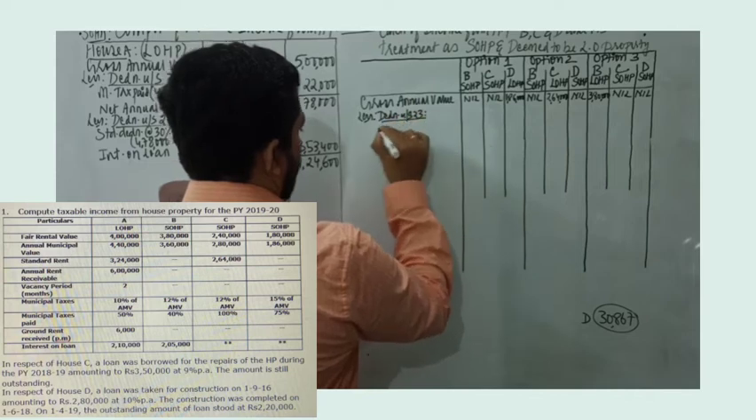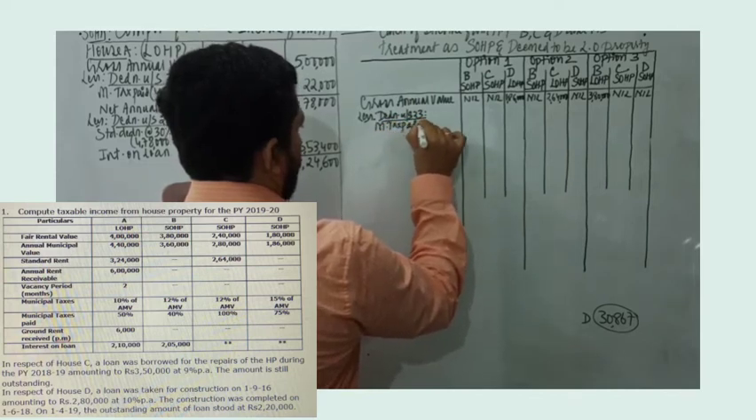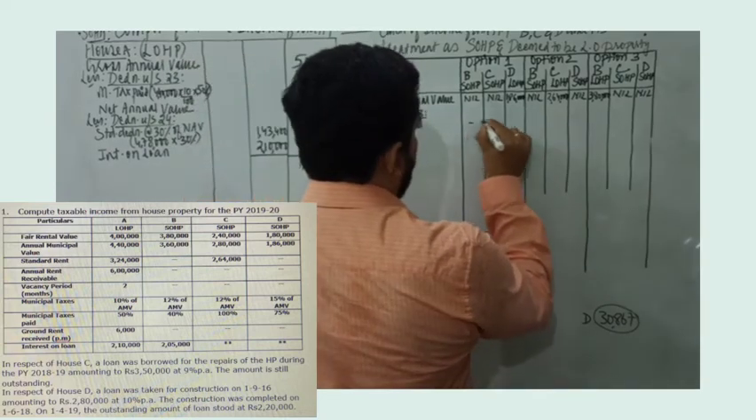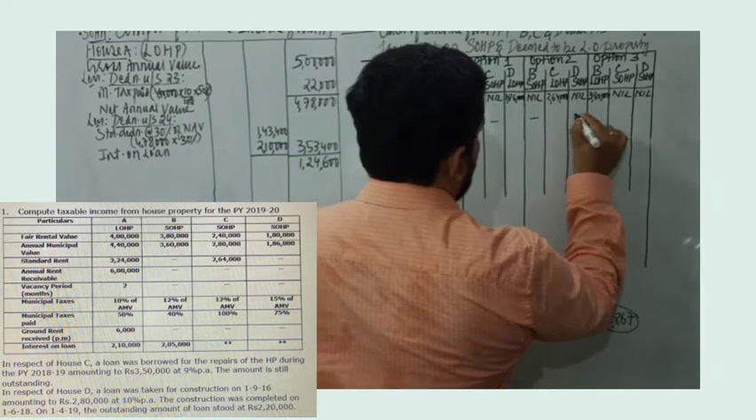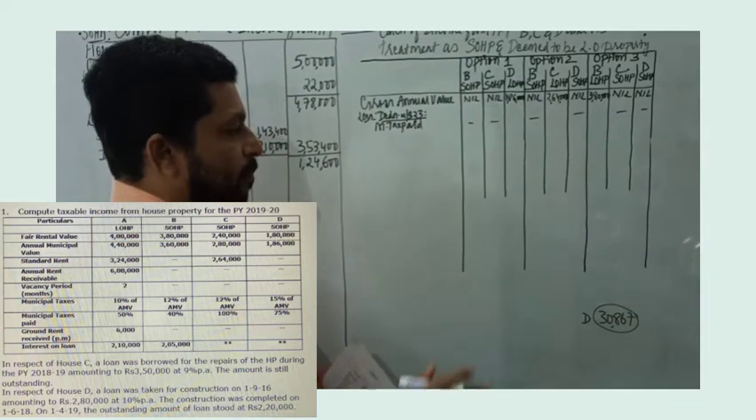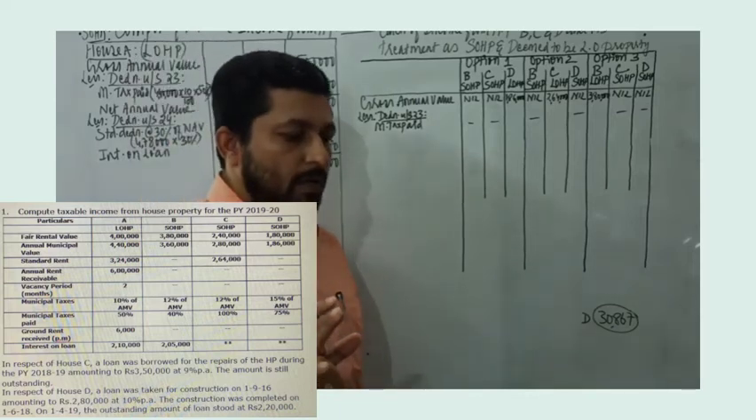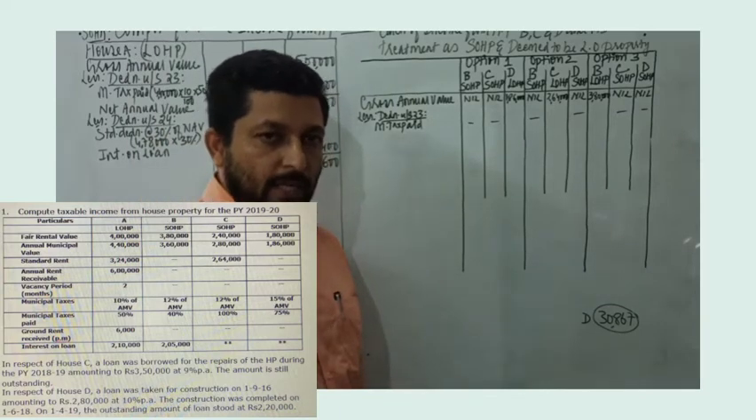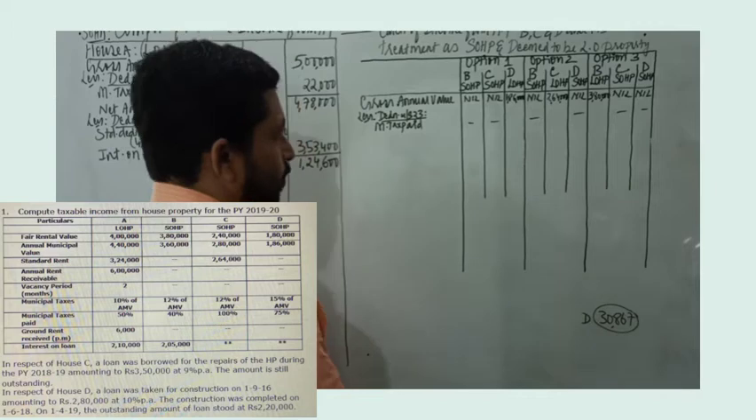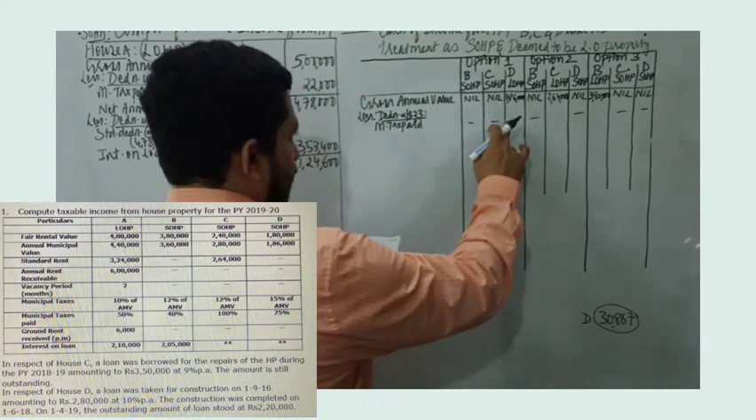Deduction under section 23: municipal tax paid. As far as self-occupied house properties are concerned, there is no deduction for municipal tax at all, for the simple reason that from a self-occupied house property you have only one deduction, and that is interest on housing loan.